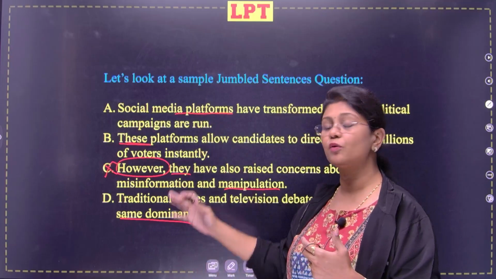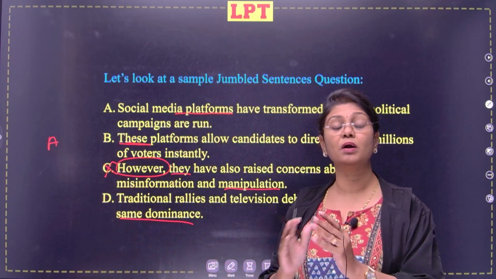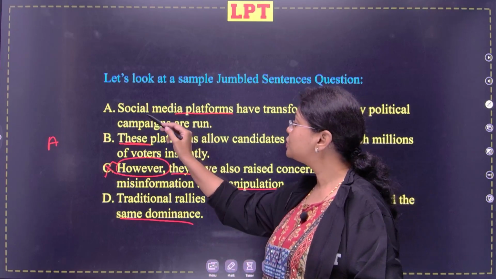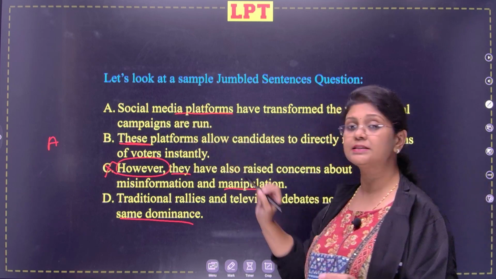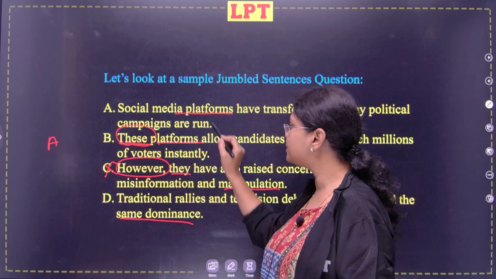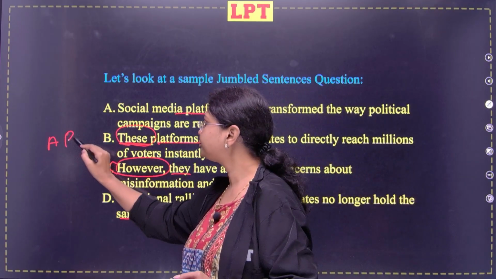So if you look at these four sentences, a sentence that can probably start is sentence A because it's a generic statement. It's a statement that gives you a general idea. It says social media platforms have transformed the way political campaigns are run. And then you say "these platforms". So platforms form here, platforms come here. So A and B form a mandatory pair.